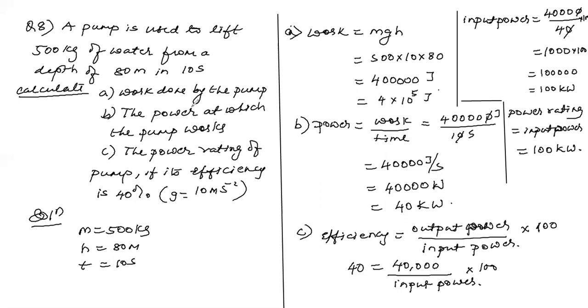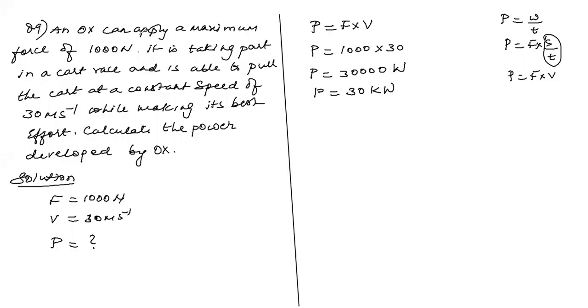Okay, now an ox can apply a maximum force of 1,000 Newton. It is taking part in a cart race and is able to pull the cart at a constant speed of 30 meters per second while making its best effort. Calculate the power delivered by the ox. So how much force is it applying? 1,000 Newton. At what speed is it able to pull the cart? 30 meters per second. So what is the power applied?